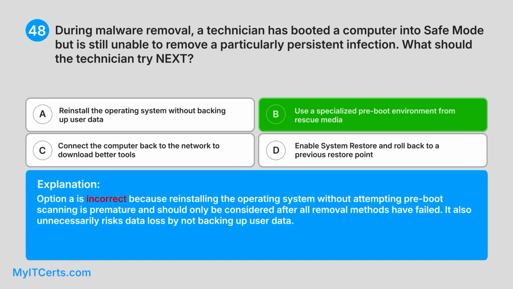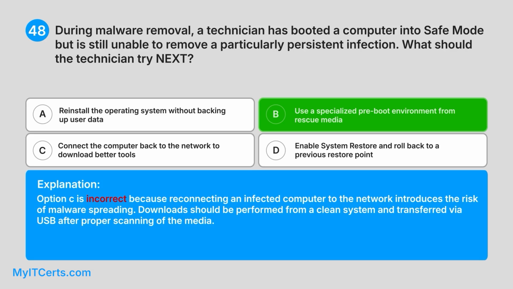Option A, reinstall the operating system without backing up user data, is incorrect, because reinstalling the operating system without attempting pre-boot scanning is premature and should only be considered after all removal methods have failed. It also unnecessarily risks data loss by not backing up user data.